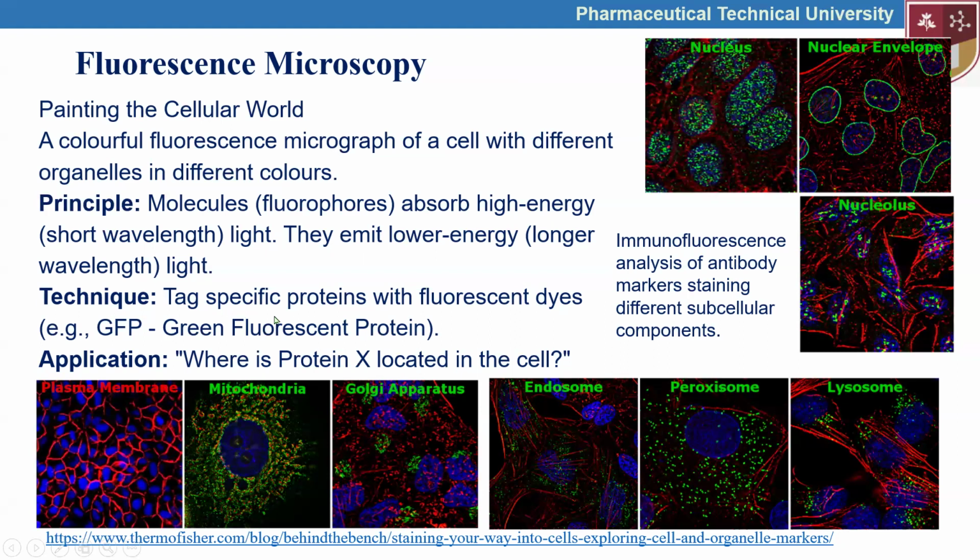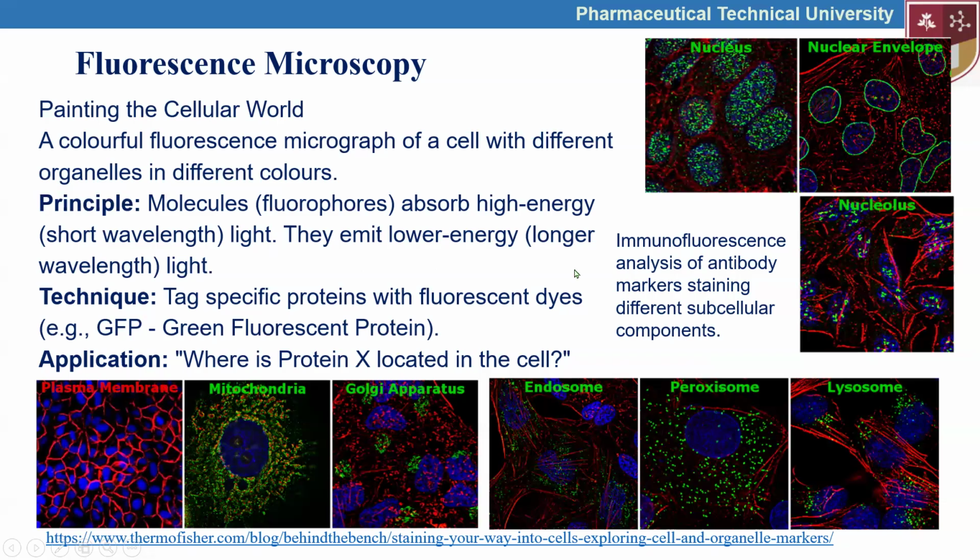The technique used here is to tag specific proteins with fluorescent dyes. One of the most used in biomedical research is green fluorescent protein. As I said, it is applied to see the location of subcellular organelles. Here we can see plasma membrane, mitochondria, Golgi apparatus, endosomes, peroxisomes, lysosome, nucleolus, nuclear envelope, nucleus.